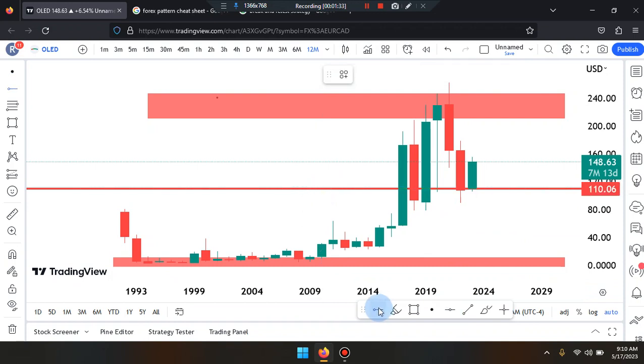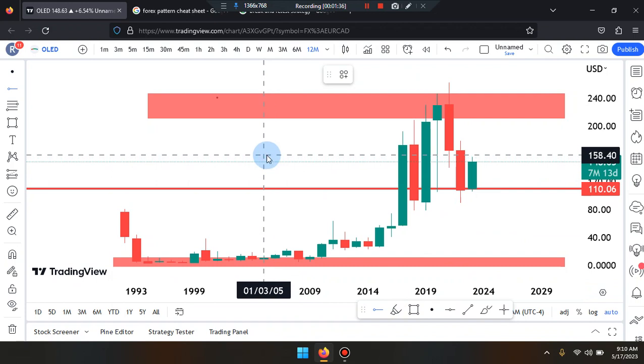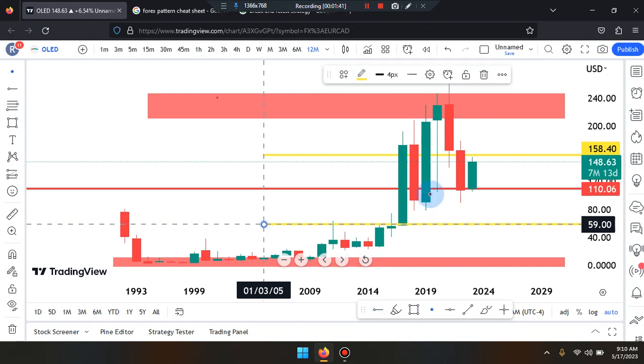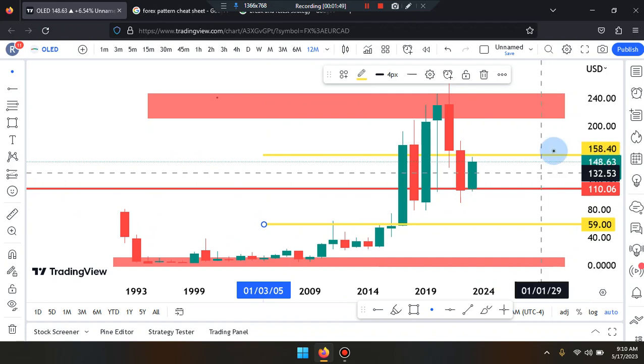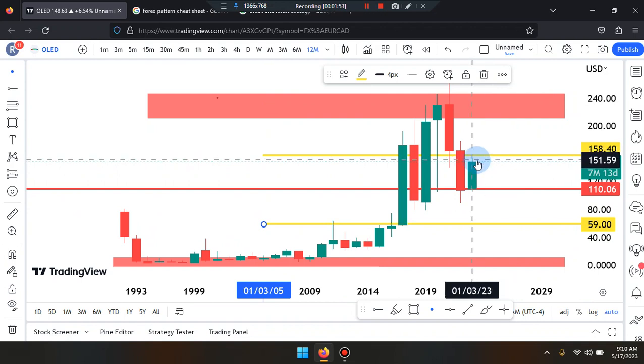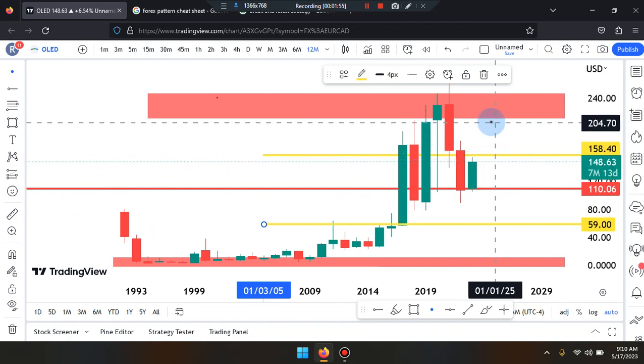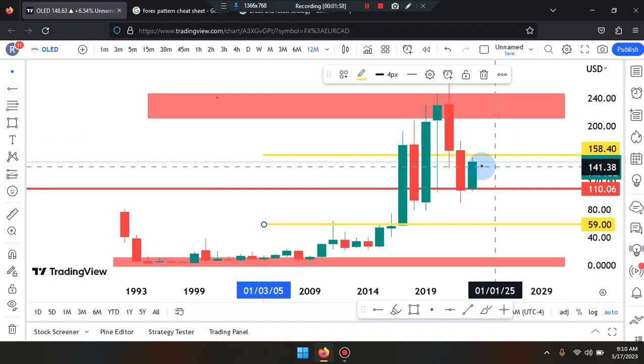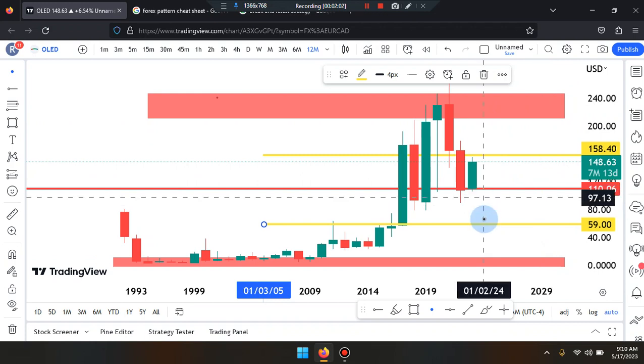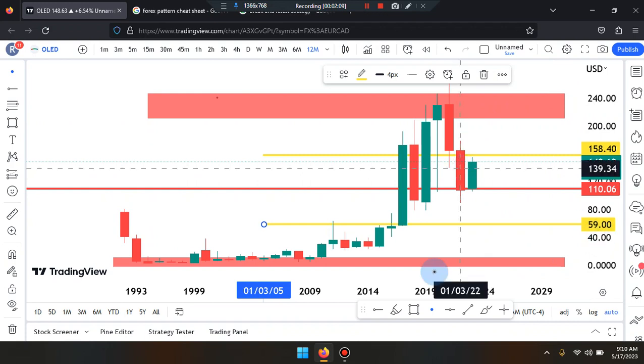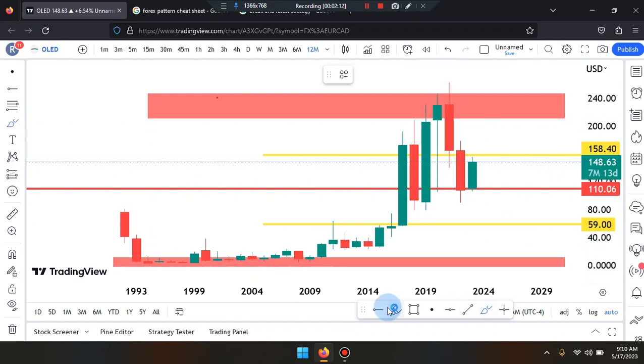And let's also add second level highs and second level lows. So second level highs would be at 158.40. So if price action pushes up, it can head up to that top of that price action wick and break out of that area to head up to new highs of structure. If price action drops down, it can head down to, as I said before, 110.06. If it drops down further, it could drop down to second level lows at 59.00.